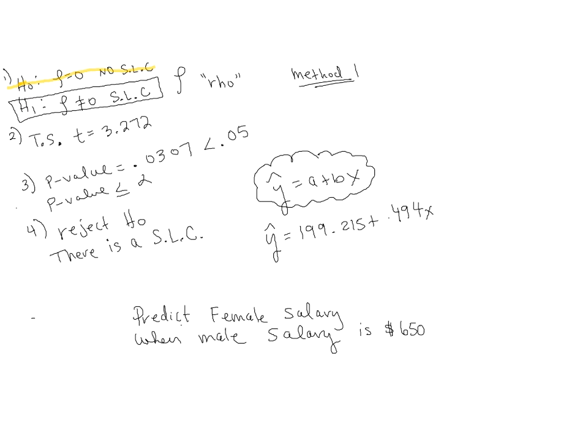So in our case, male salary, that's our x. So if you're trying to predict y when you're given x, and if there is a significant linear correlation, then you're going to use that regression equation. So you're going to use y hat for that. And so we have 199.215 plus 0.494 times our x, which is 650. And so that'll give you the predicted female salary. And I believe it's somewhere around 520.